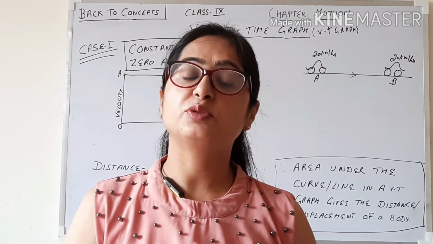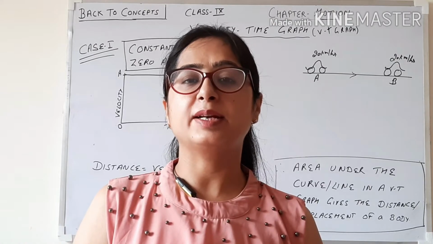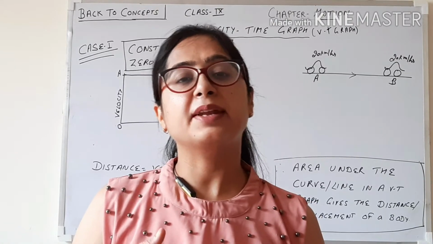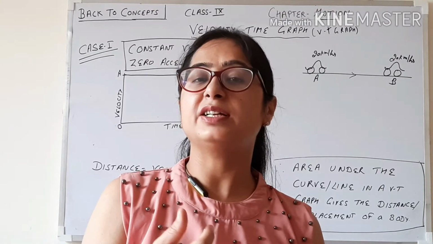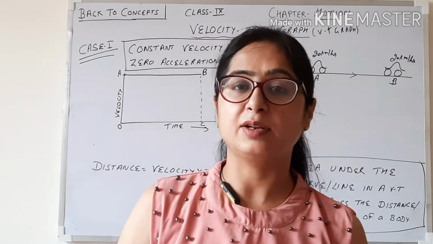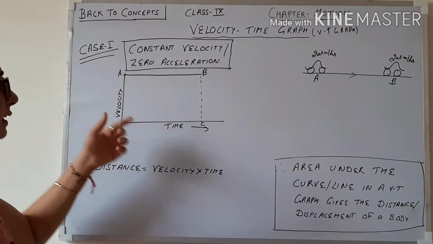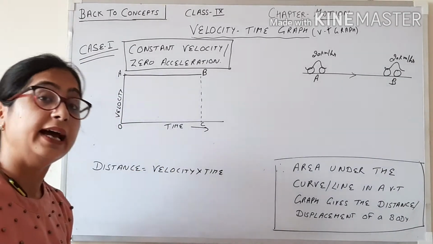Back to concepts. Today we will learn about the velocity time graph. Now, what is the velocity time graph? Velocity time graphs give the relationship between the velocity and the time interval. The velocity is represented by the y-axis and the time is represented by the x-axis.